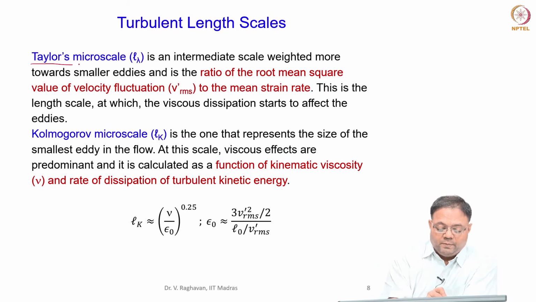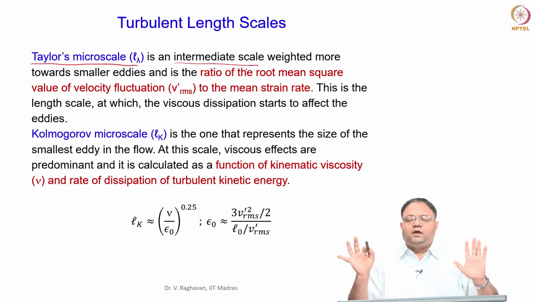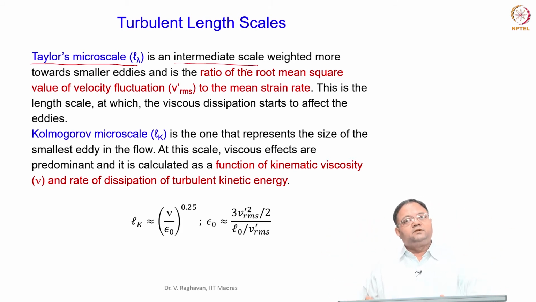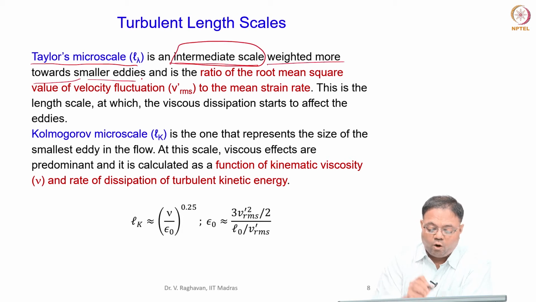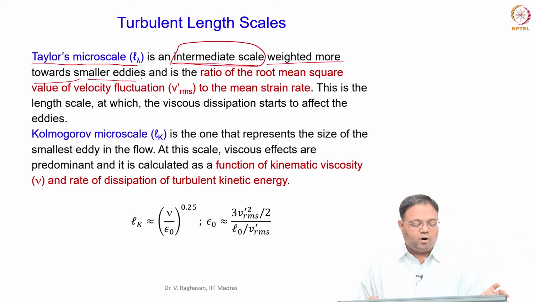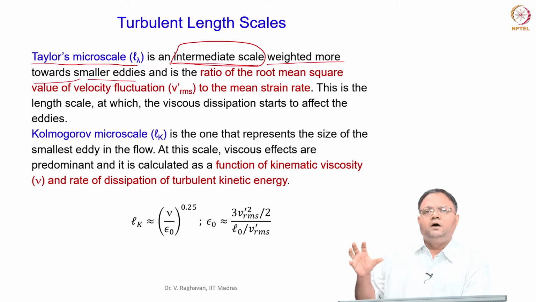Then comes the microscale, which is called Taylor's microscale, L suffix lambda. It is an intermediate scale. Now the largest flow field scale is the macro scale, and the next is the integral scale, which is the turbulence macro scale, the average of the size of eddies present in the medium to large size range. Then comes the microscale, which is an intermediate scale, weighted more towards the smaller eddies. We have covered medium to large; now we need to cover smaller eddies, small to intermediate. It is weighted more towards the smaller, which means it will represent the average of the smaller eddies.